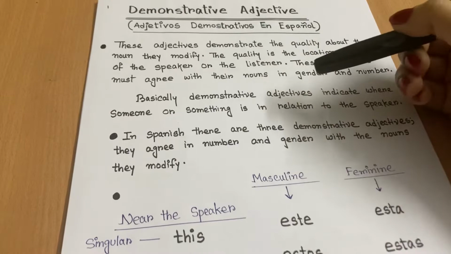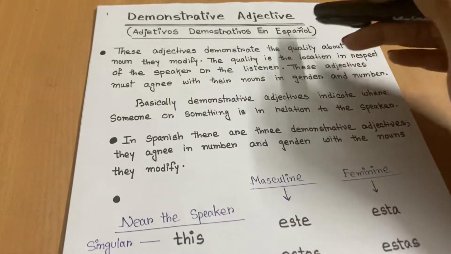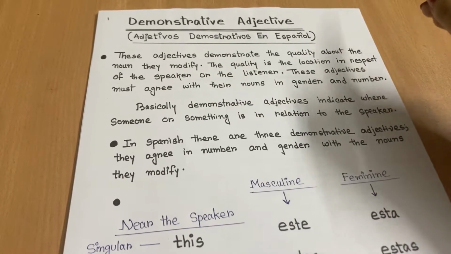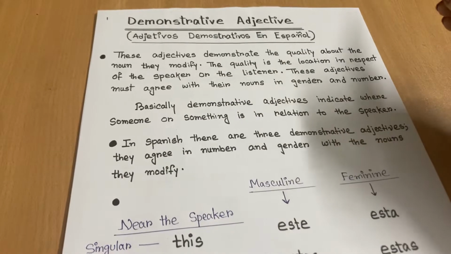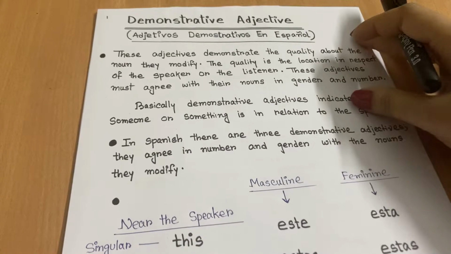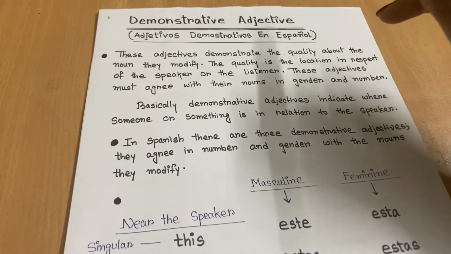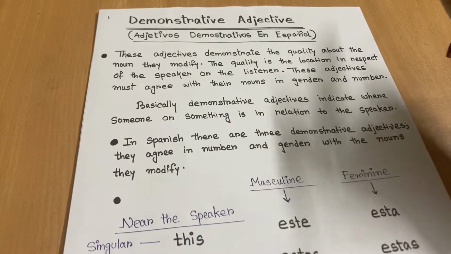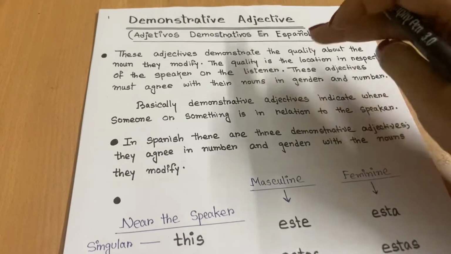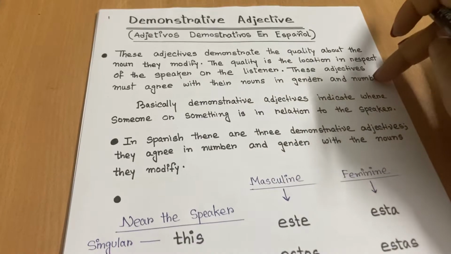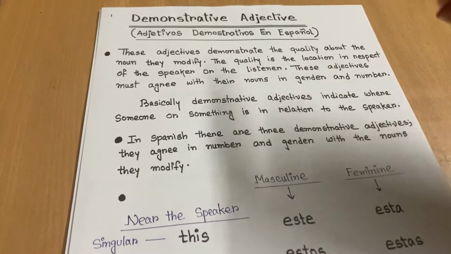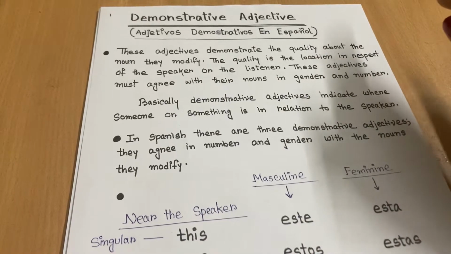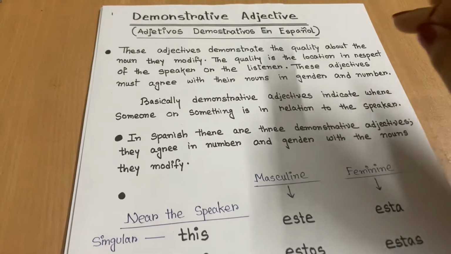First we need to understand what a demonstrative adjective is. This adjective demonstrates the quality of the noun it modifies. The quality is the location in respect of the speaker or the listener. These adjectives must agree with their nouns in gender and number. So, basically, demonstrative adjectives indicate where someone or something is in relation to the speaker.